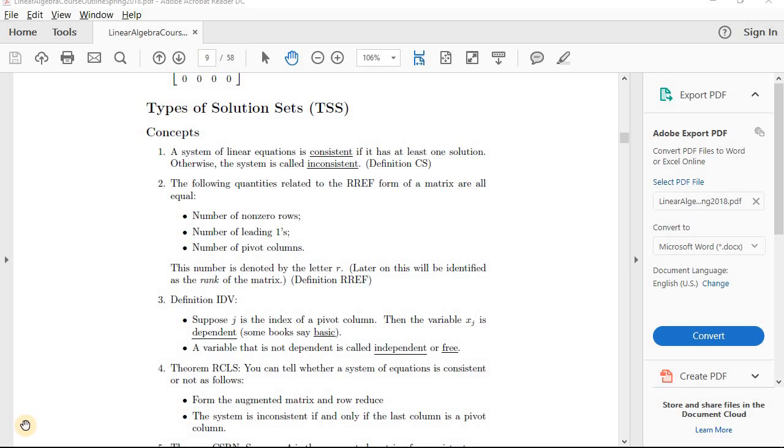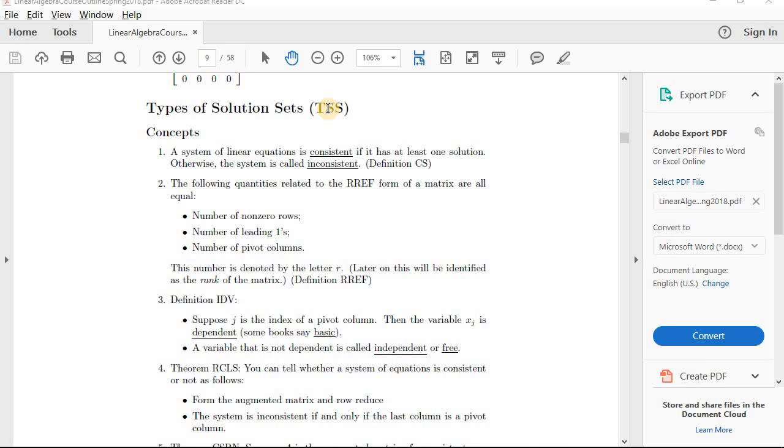Okay, in this video I'm going to do an overview of types of solution sets and do one type of practice problem, so you know how to do that. Now this section is not so much new material as terminology that explains what we've seen in previous sections.